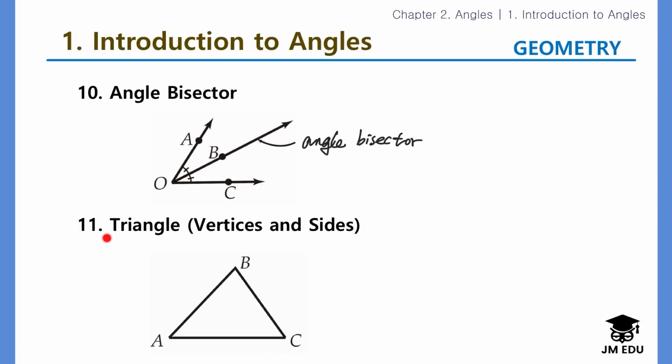Number 11, triangle. A triangle is just a figure formed by connecting 3 points with 3 line segments. Each point is called a vertex of the triangle, and each line segment is called a side of the triangle. So a triangle has 3 vertices and 3 sides.